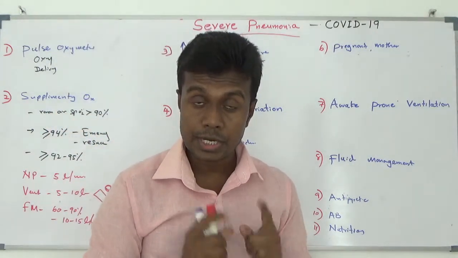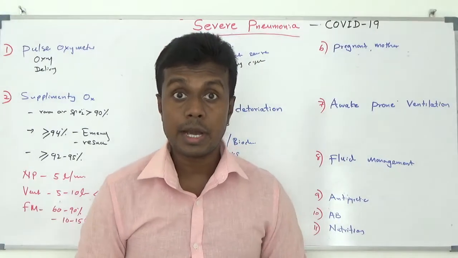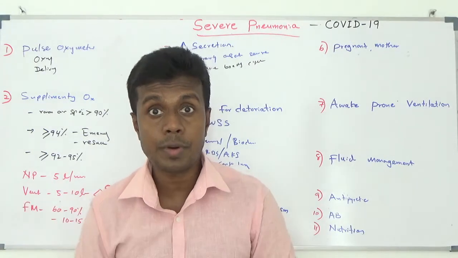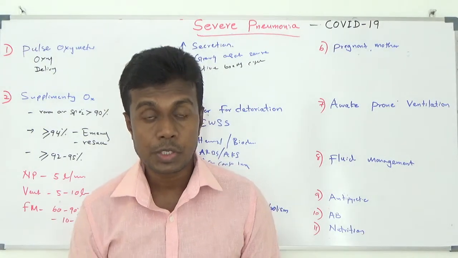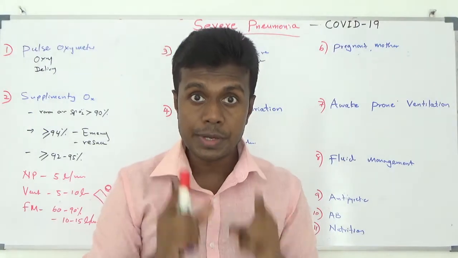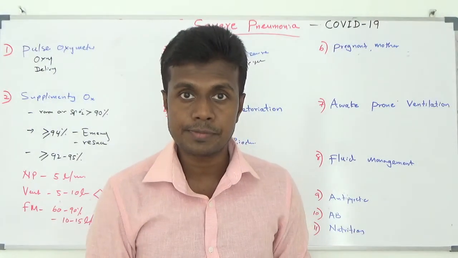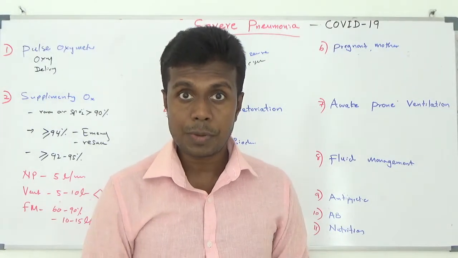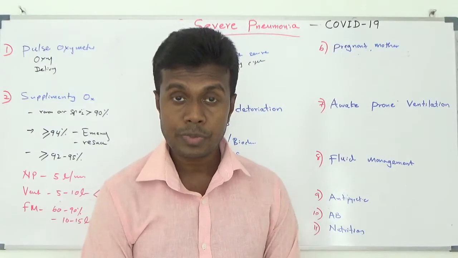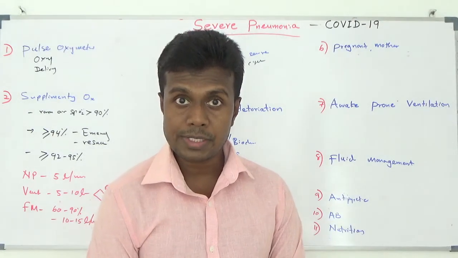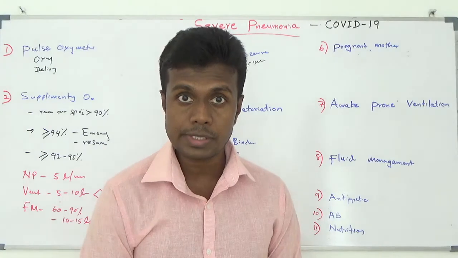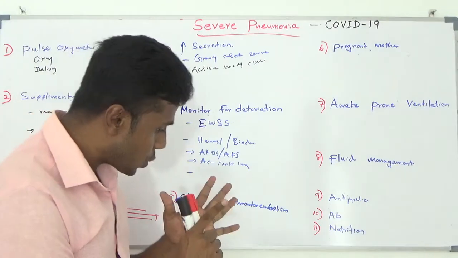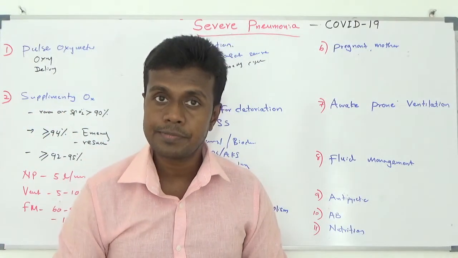Number 5, check for thromboembolism. They have a high risk of developing thromboembolism. Simultaneously, a few of them are found to have an increased risk of bleeding as well. So you have to carefully look for the features of deep vein thrombosis according to the modified Wells criteria. You have to check your patient's limb. You may have to do an ultrasound of the abdomen or pelvis in order to identify deep vein thrombosis in the pelvis. You have to consider thromboprophylaxis in that case.